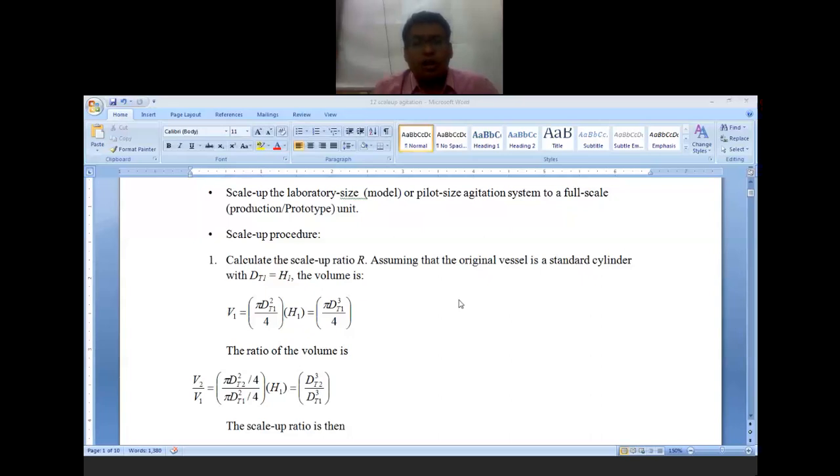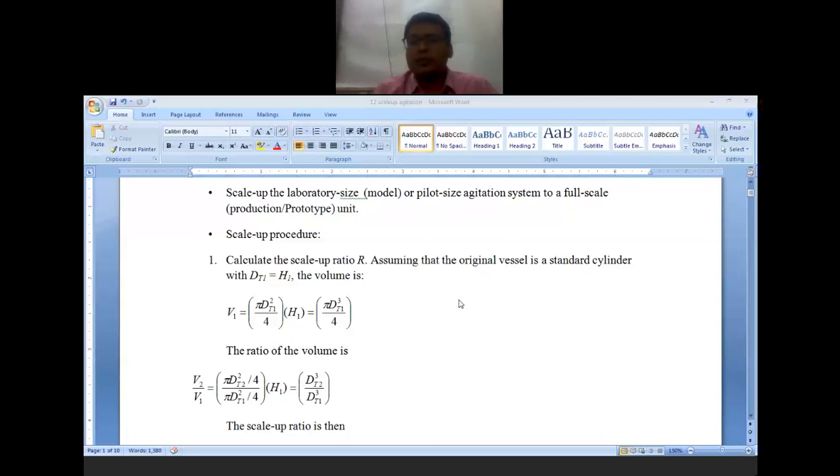Now all this 2 liter capacity or 1 liter capacity has to be used for, say, 2000 liters or 20,000 liters or 10,000 liters capacity production. That is the industrial scale production, actual scale production, from a model which is in the laboratory.